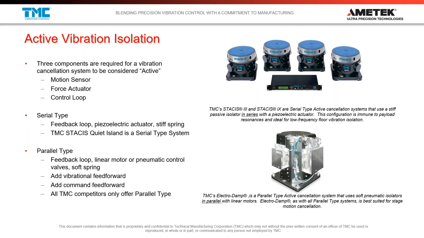Now, there's two types of active cancellation systems. When you start taking these components, the motion sensors and the force actuators and these control loops, you can configure them in different architectures, which I'll talk about in the coming slides. But at a high level, you have your serial type active cancellation systems, which have a feedback loop. Their actuators are typically piezoelectrics, and they employ stiff springs. We have a serial type system. It's called the STACIS piezoelectric actuation system.